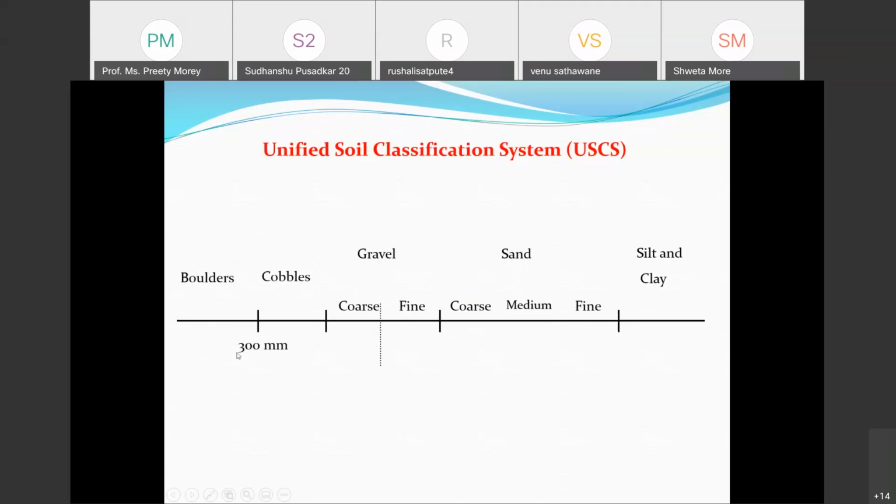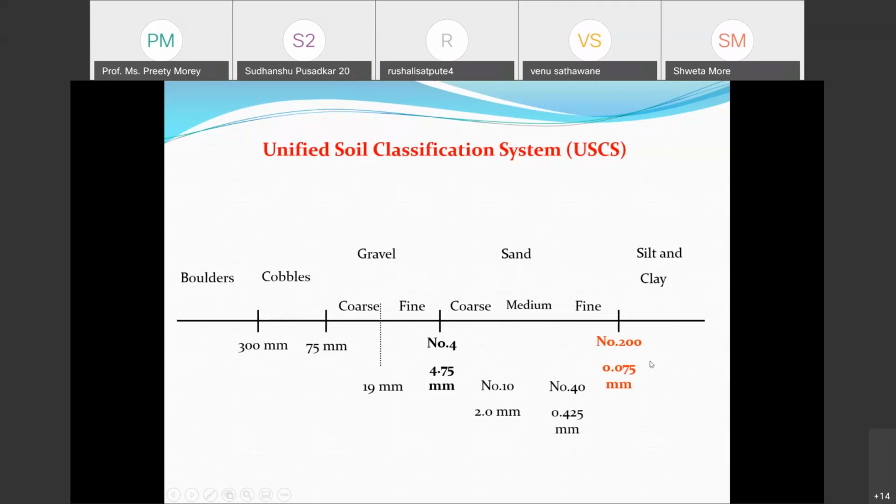The soil having diameter more than 300 mm will be classified as boulder. From 75 mm to 300 mm is your cobbles. From 19 mm to 75 mm is your coarse gravel, whereas 4.75 to 19 mm is your fine gravel. Likewise, coarse sand, medium sand, and fine sand can be identified. That is, 2 to 4.75 mm is coarse sand, 0.425 mm to 2 mm is medium sand, and from 75 micron to 425 micron is your fine sand.